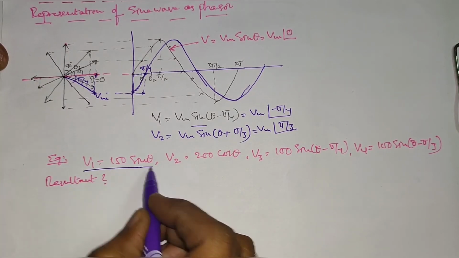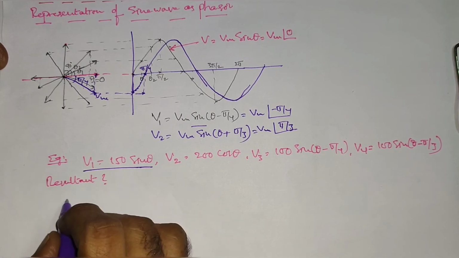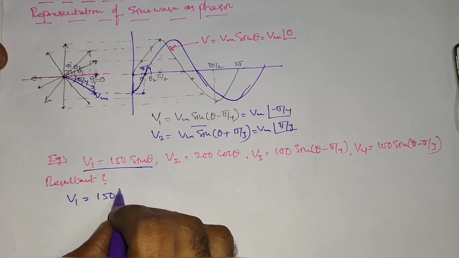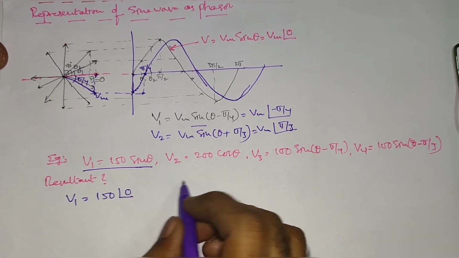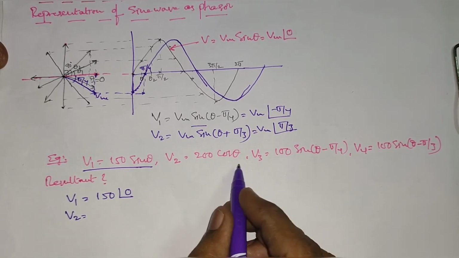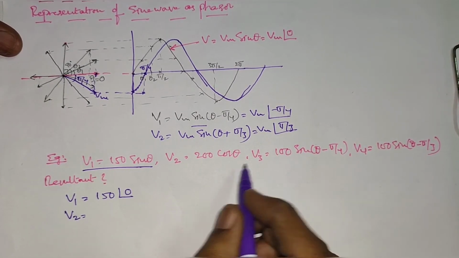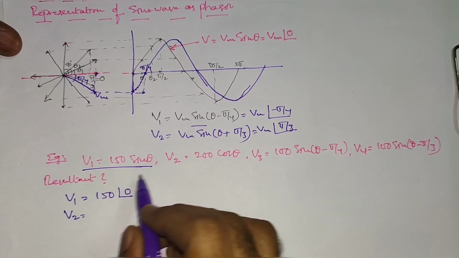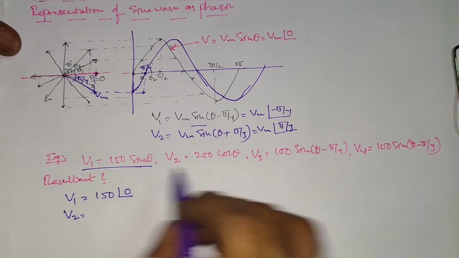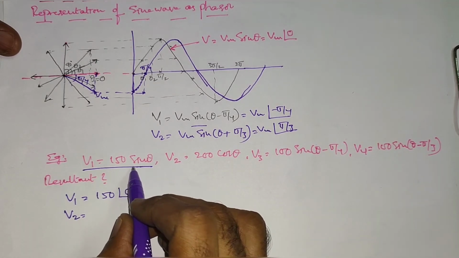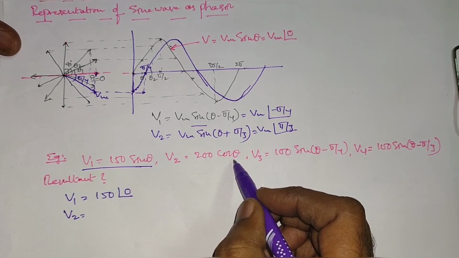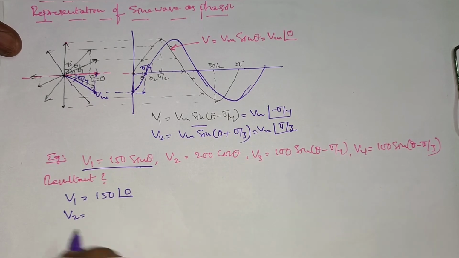Let us consider equation 1. V1 is equal to 150 sin theta, and this can be represented in polar form or vector form as 150 at an angle of 0. Similarly, V2 is 200 cos theta. The important point to remember here is we have to consider all the given alternating waveforms in the same trigonometric ratio. So here among these 4, this one is having cosine form, so better we should transform this into sine.